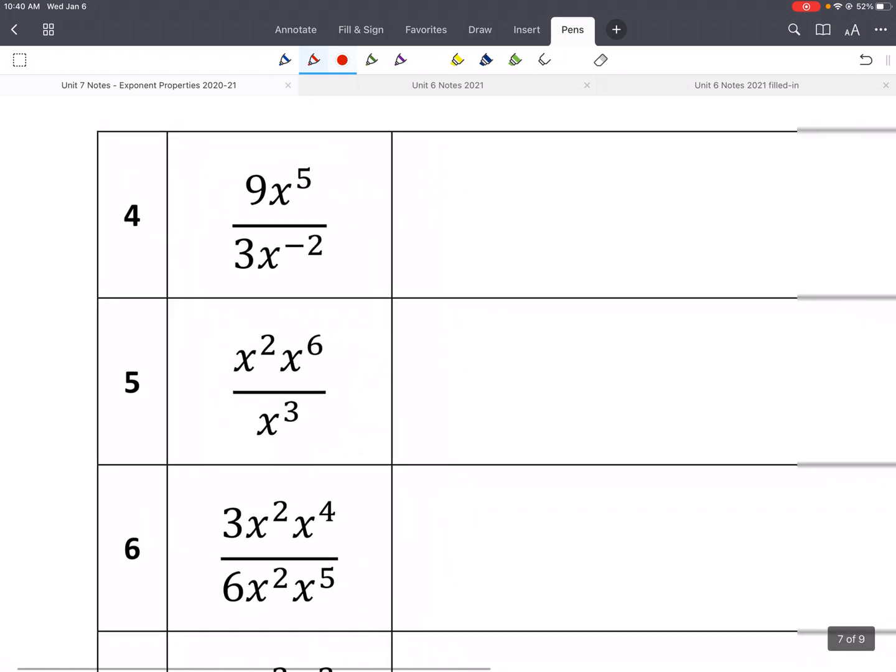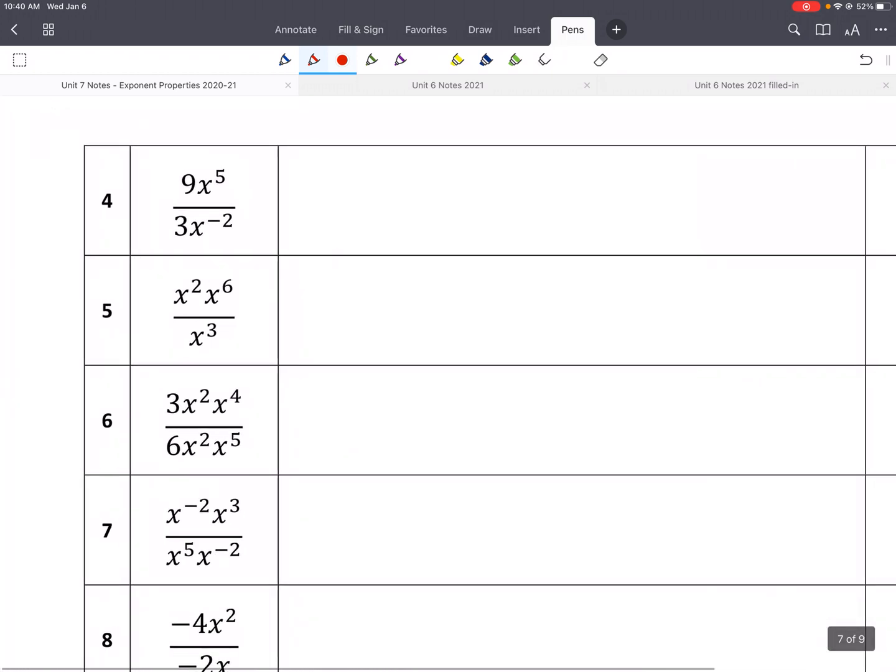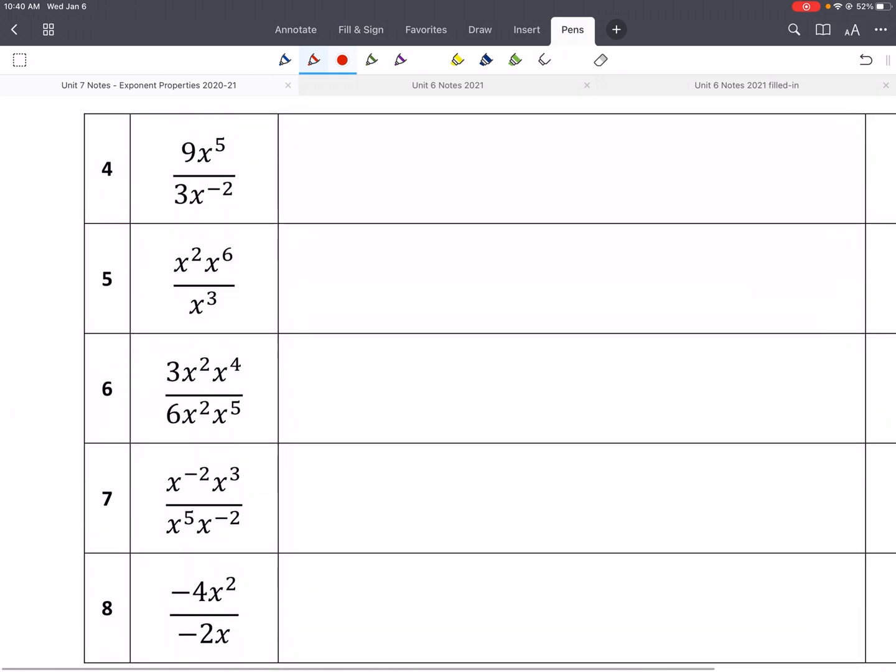All right, the other side. Let's see. Give some of these a try if you'd like. Pause and give these a try. These are a lot like your homework.